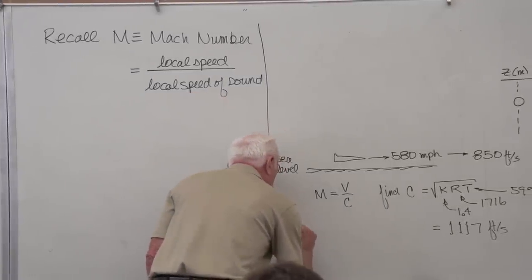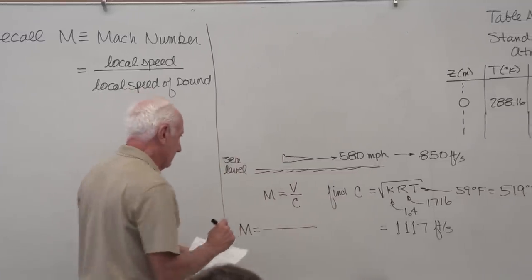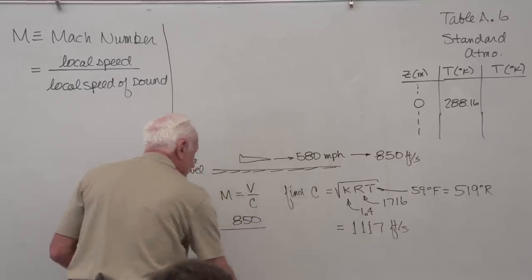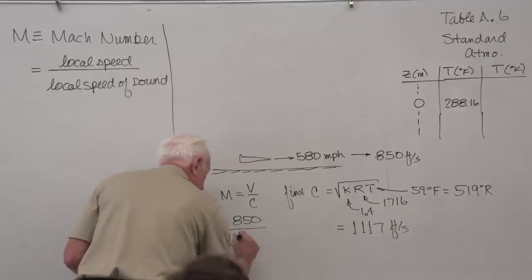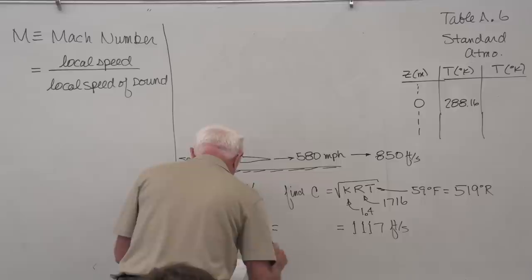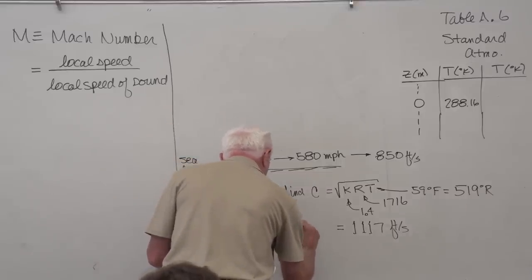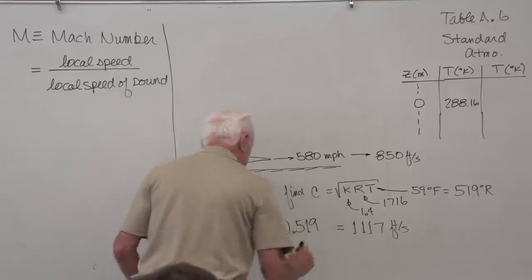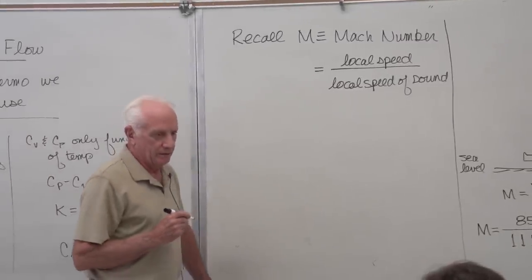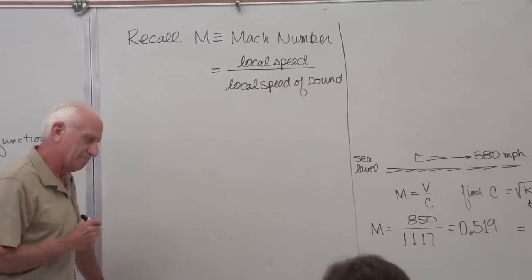The Mach number is equal to the speed of the aircraft, 850, divided by the local speed of sound. So our Mach number at sea level is 0.519. Is that a compressible flow problem? Oh, yeah. If the Mach number is greater than 0.3, we've got to include compressibility effects. Yep, it is.